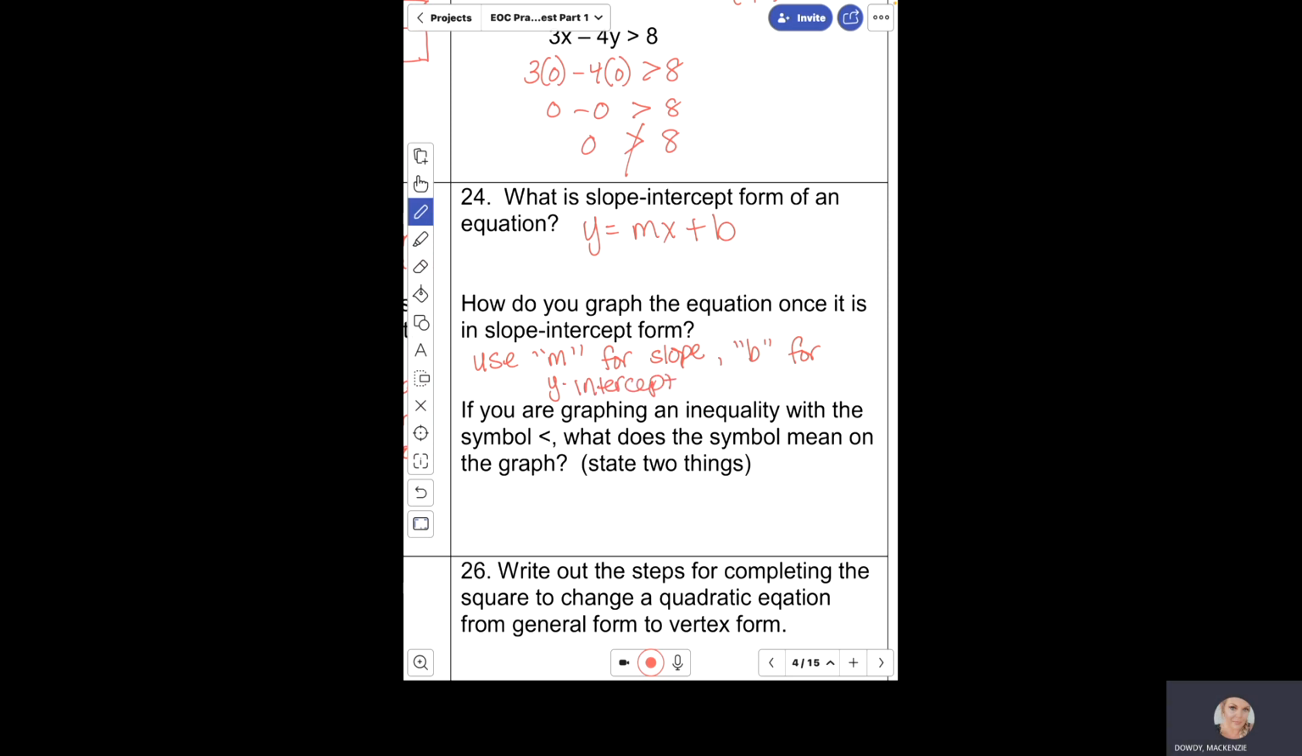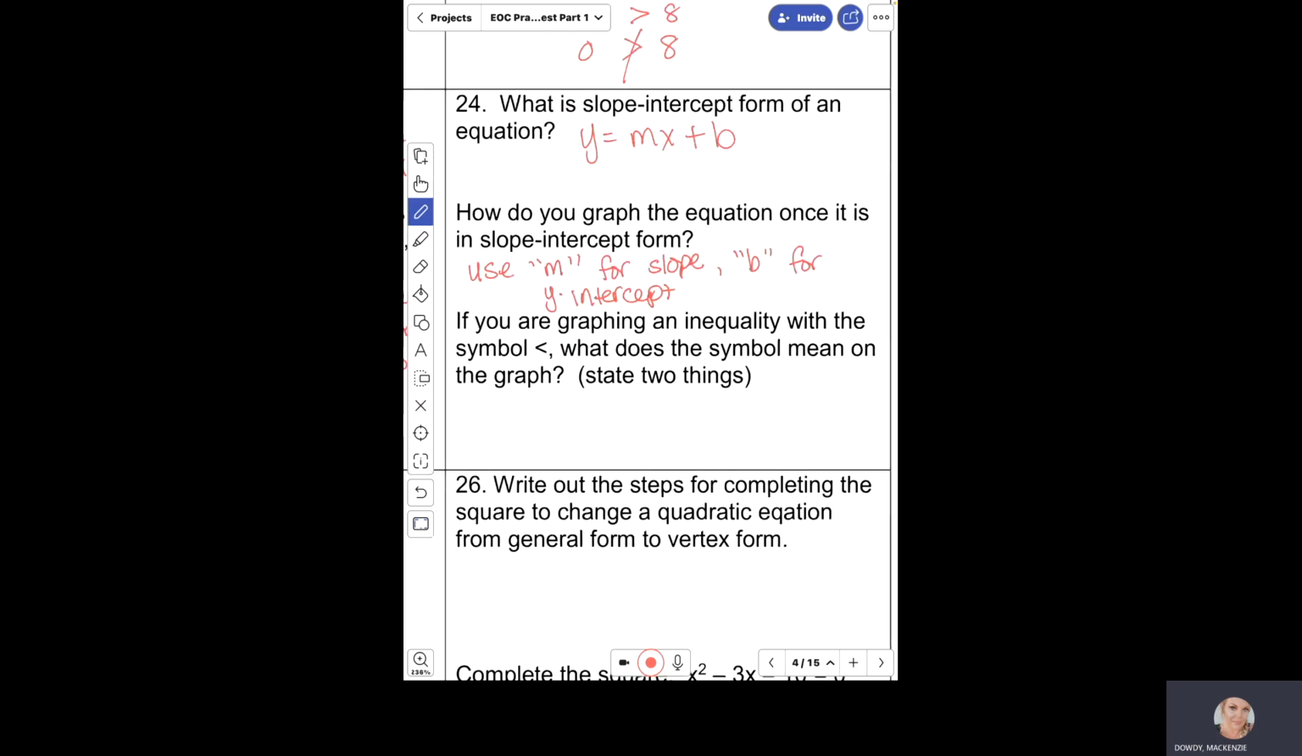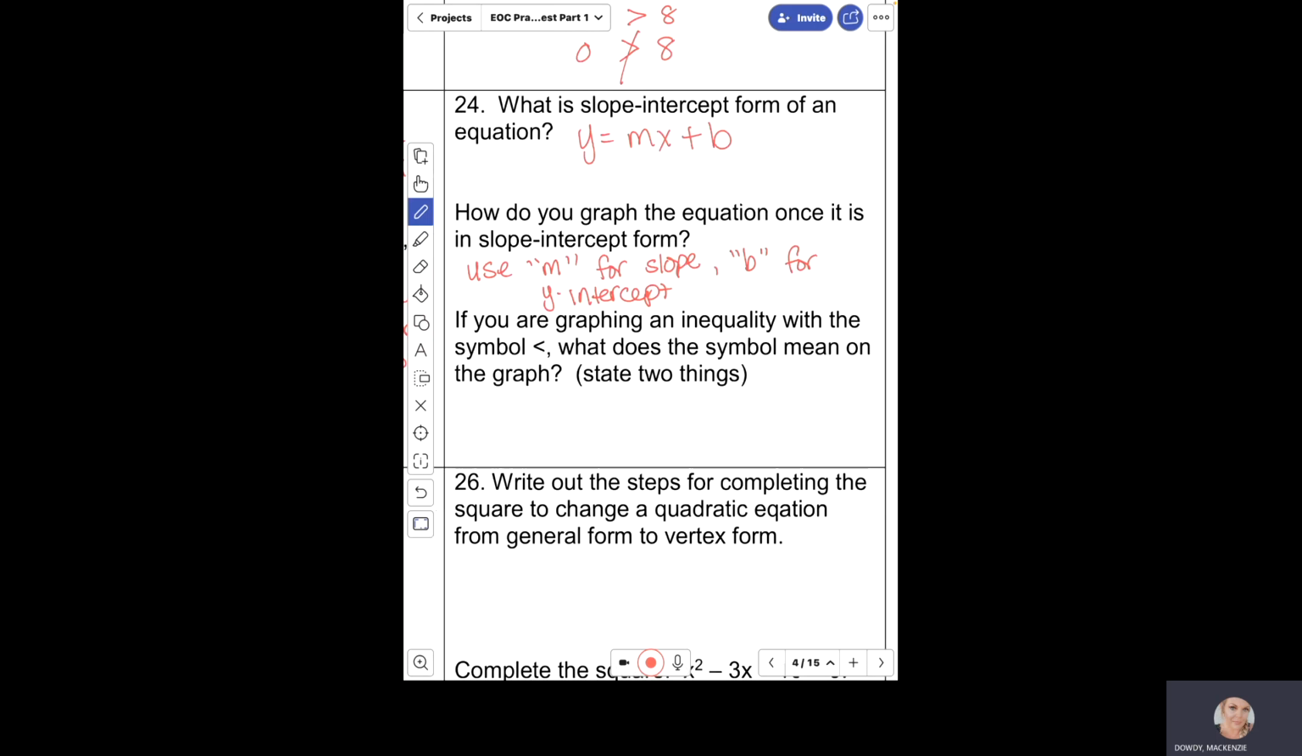If you're graphing an inequality with the symbol less than, what does that symbol mean on the graph? And be specific, state two things. It means number 1, use a dotted line. Number 2, shade left or below the line.